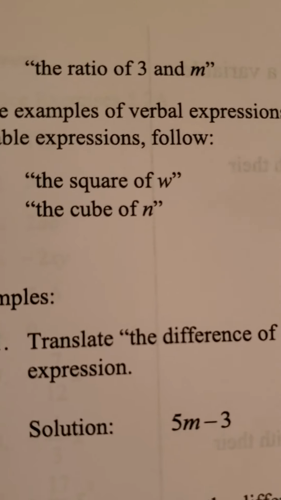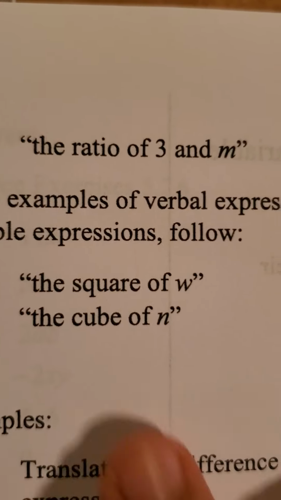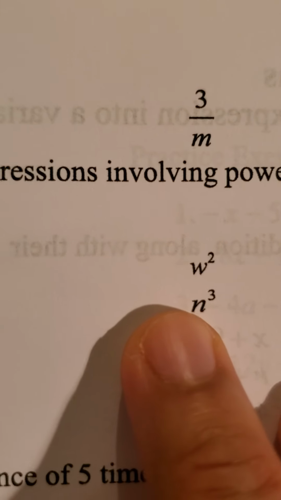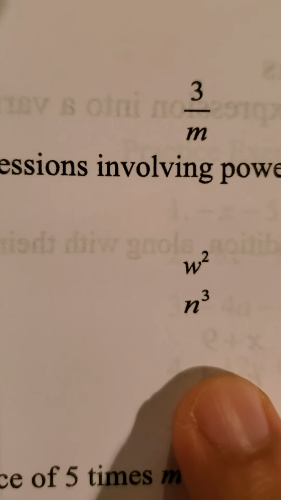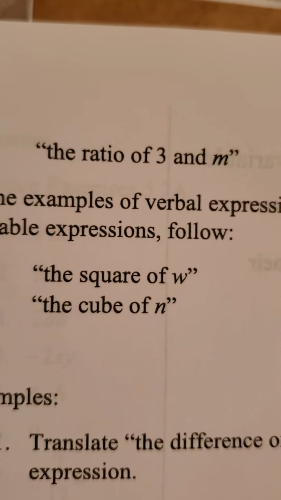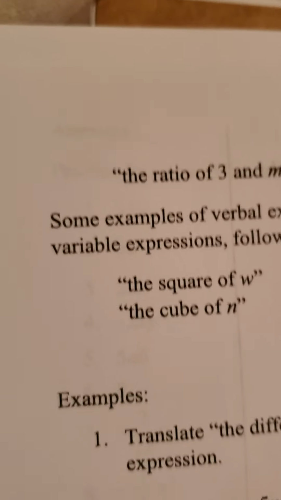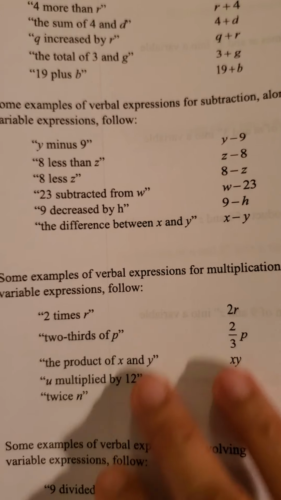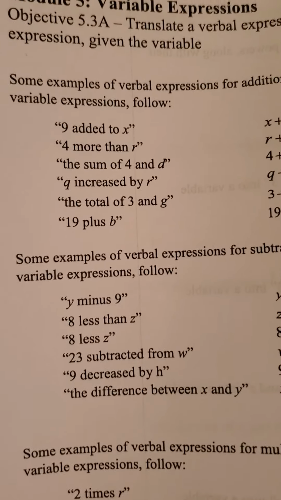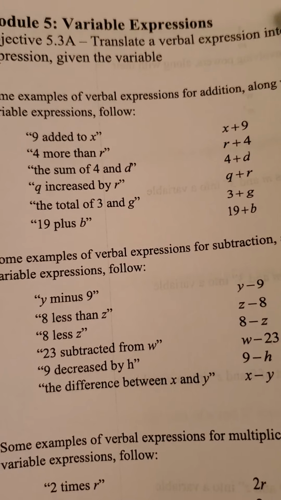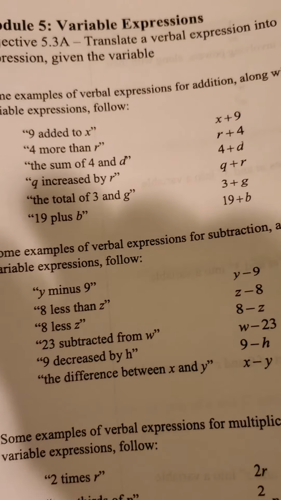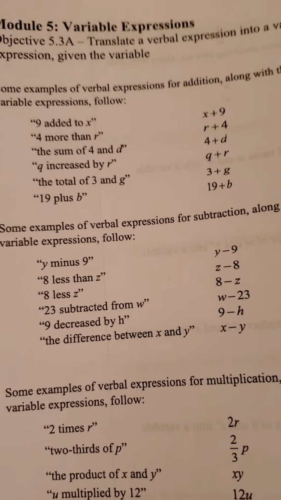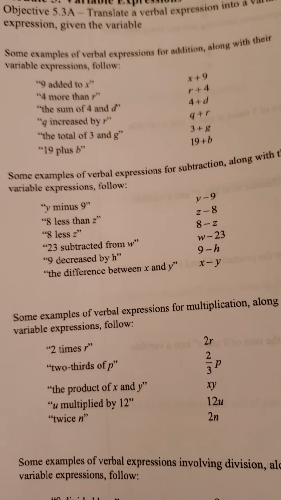And then there's some special translation, which is like finding powers. So the square of something means the variable to the second power, and the cube of something means the variable to the third power. So that's pretty much it in terms of finding synonyms for operations when trying to translate from a verbal expression to a variable expression. So next video we're actually going to get into some actual problems.